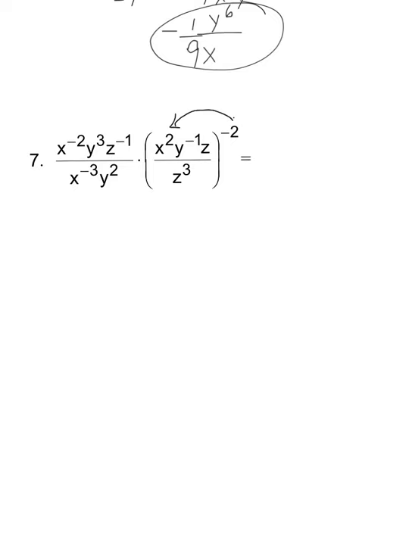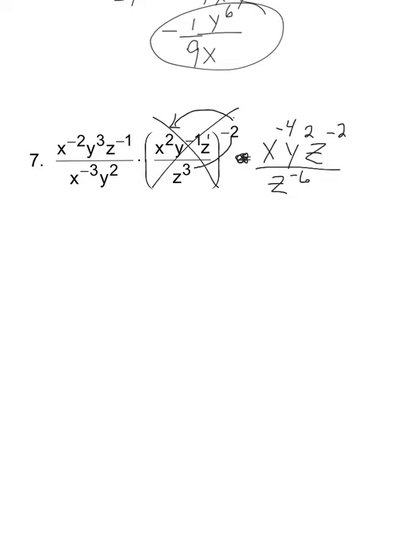It's multiplication, distribute it. So it's x to the 2 times negative 2 is a negative 4. Y to the negative 1 times negative 2 is a positive 2. Remember that z has an exponent of 1. Z to the 1 times negative 2 is negative 2. Over that negative 2 times 3, z to the negative 6 power. So now we've already used this guy. We don't need it anymore. We could even make that a multiplication right there.